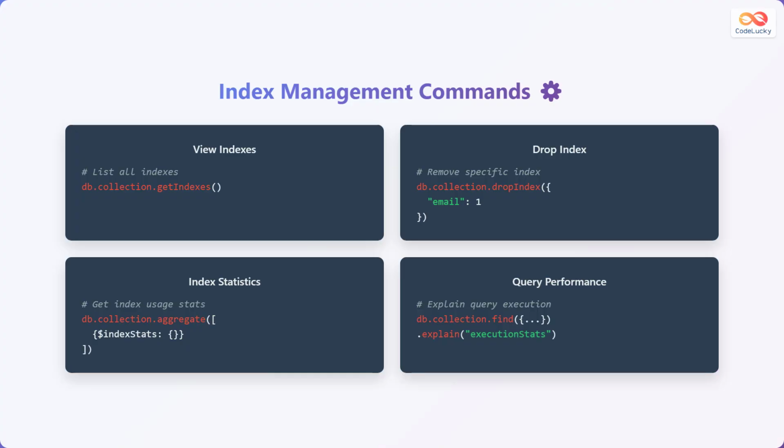Index management commands. To view indexes, list all indexes using the command db.collection.getIndexes. To drop an index, remove a specific index using the command db.collection.dropIndex, specifying the index such as email 1. To get index statistics, get index usage stats using the command db.collection.aggregate, then use $indexStats. To measure query performance, explain query execution using the command db.collection.find().explain, executionStats.